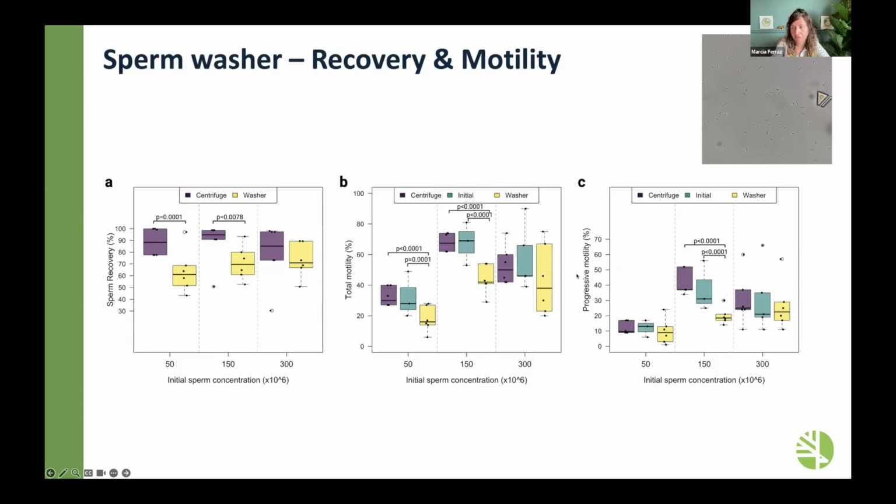We checked for progressive motility. Progressive is when the sperm swim in a straight line. That is really important because that sperm is the one that has the most chance of fertilizing the oocytes. And there was also no difference comparing to the fresh and the centrifugation one. Again, with lower concentration, it was a problem, but we are working on that.